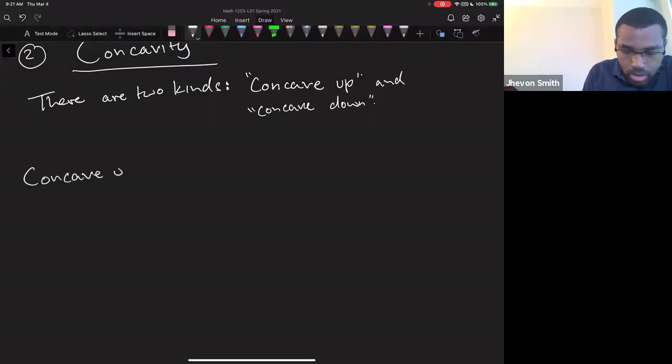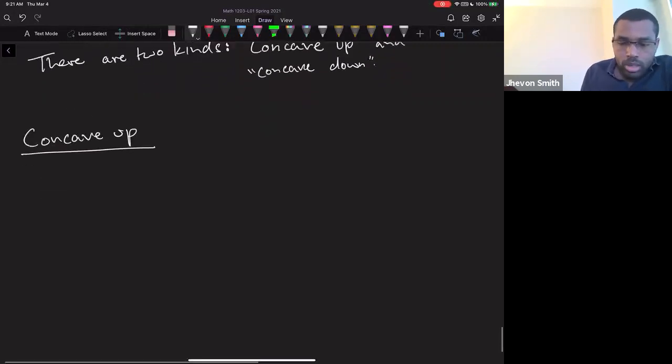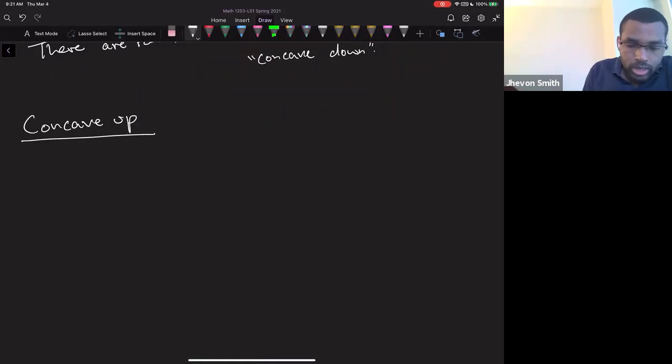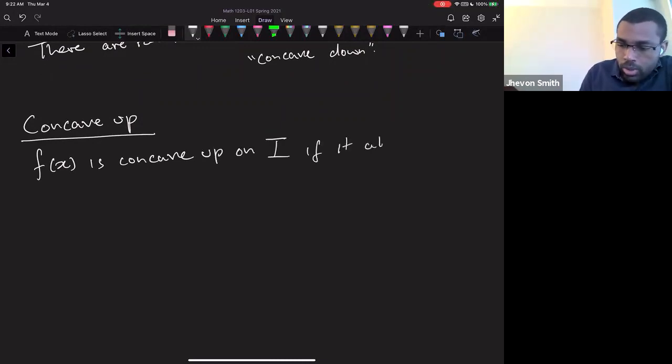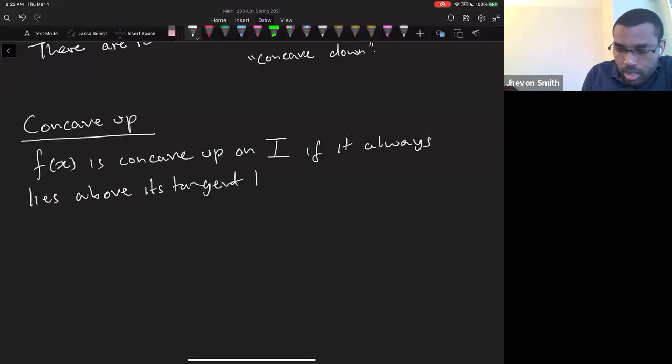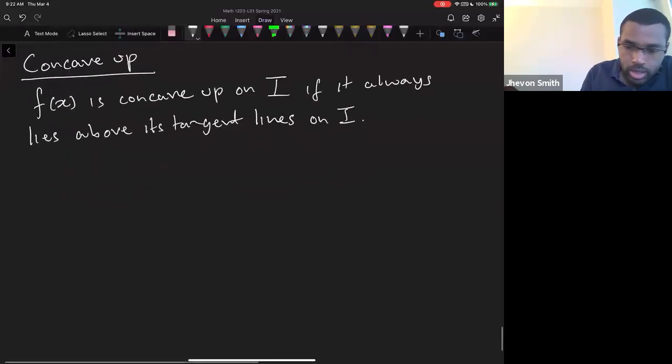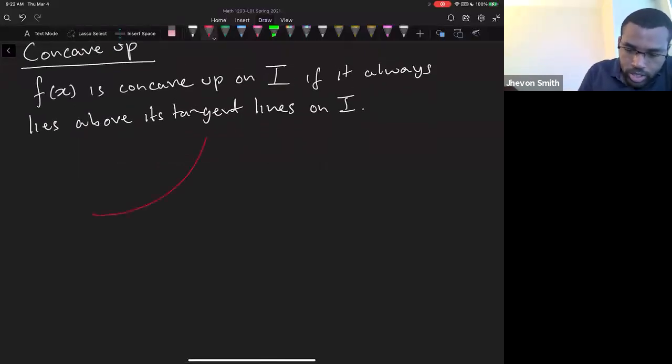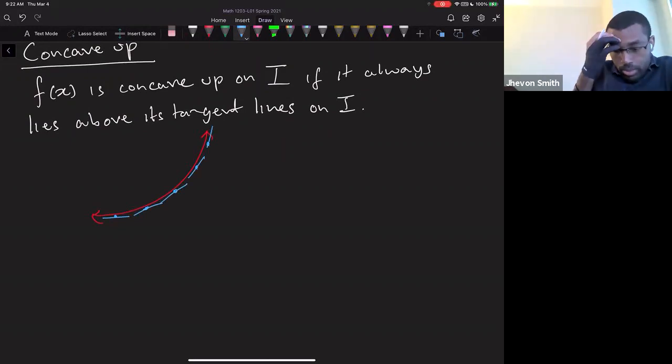Concave up. Okay, so concave up, this means, let's say, f of x is concave up on an interval I if it always lies above its tangent lines on I. So a concave up function is a function where if at any point you were to look at its tangent line, the function itself is going to be on top of the tangent line. So that's a concave up function.